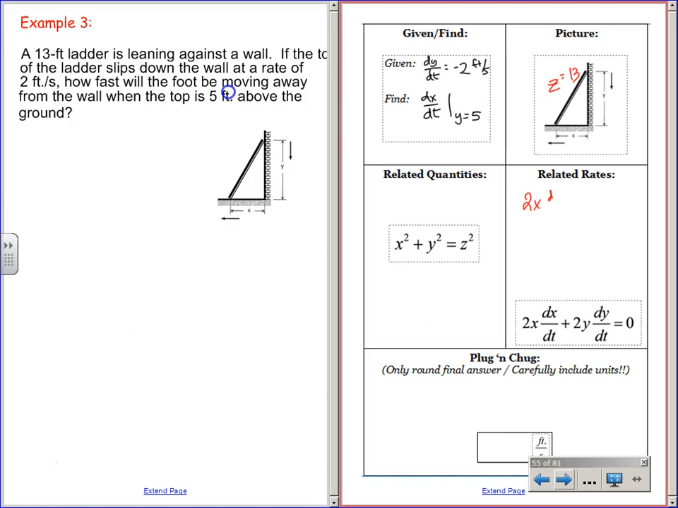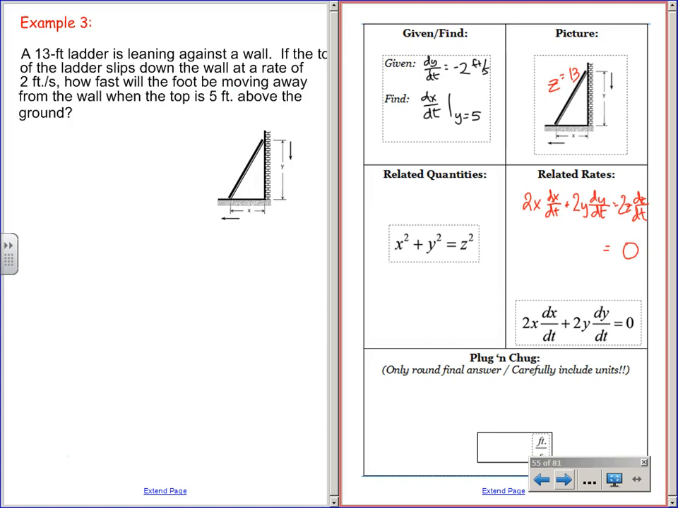Or dz dt, you would have gotten 2x dx dt plus 2y dy dt equals 2z dz dt. And then you're like, well, I don't have anything. Well, you do have a dy dt. You need to find the dx dt. Who's dz dt and who's x and z? Oh, wait a minute, the ladder's 13. Oh, the ladder's not changing. Oh, that's 0.